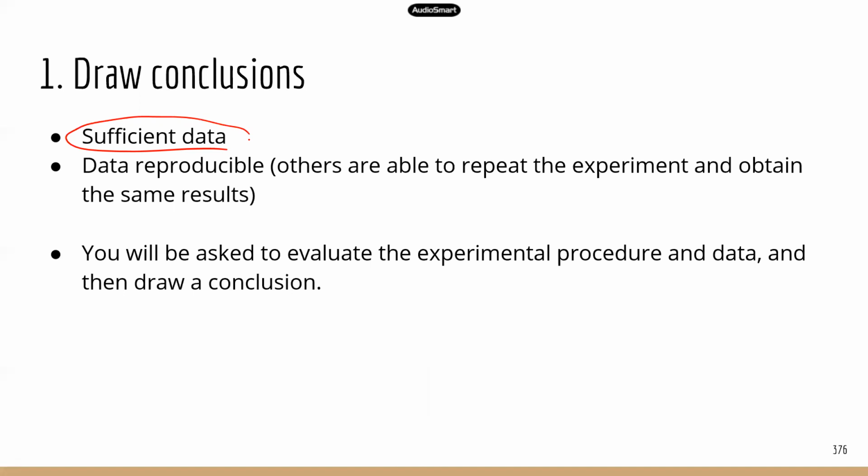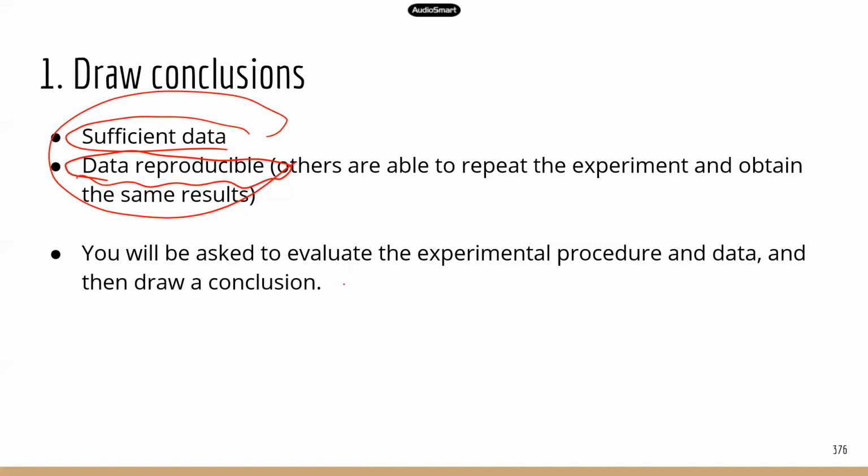And also the data should be reproducible, right? That's a very important aspect of science. The data a scientist produces should be reproducible for other scientists. So if other scientists repeat the experiment, they should get more or less the same data and the same conclusion. So those are the two things that you need to consider when you draw conclusions based on the evidence and data provided to you in the question.